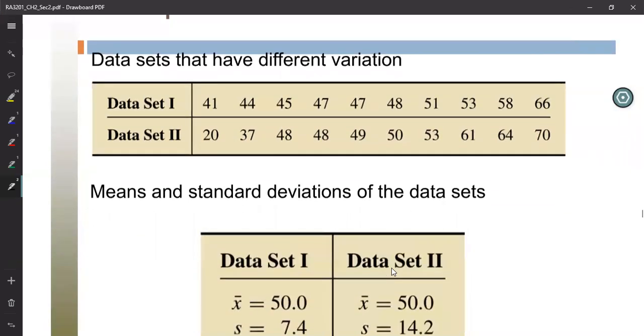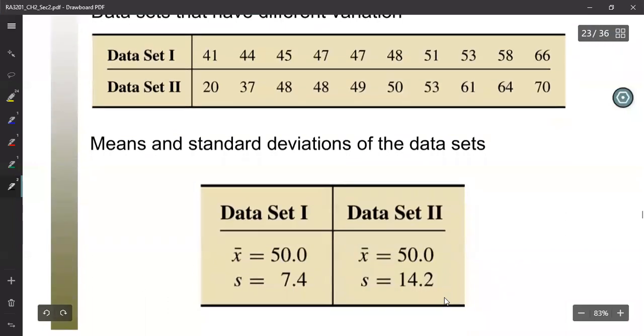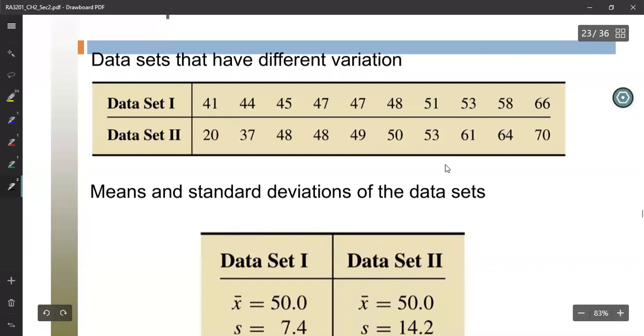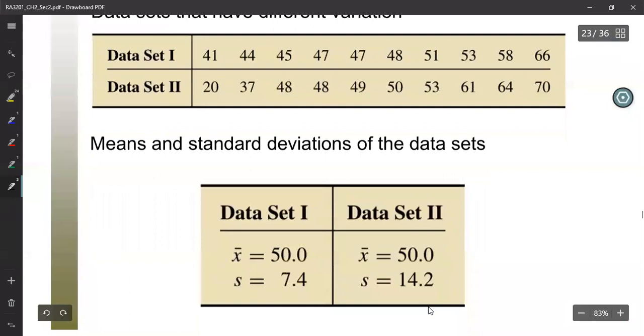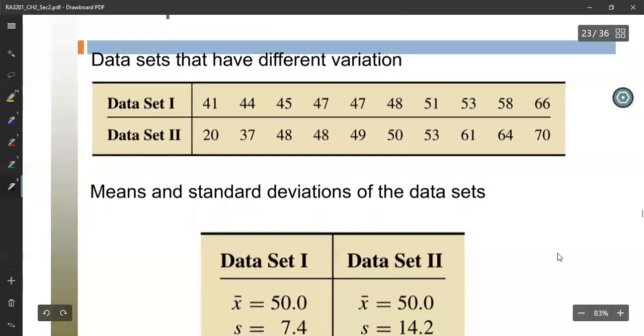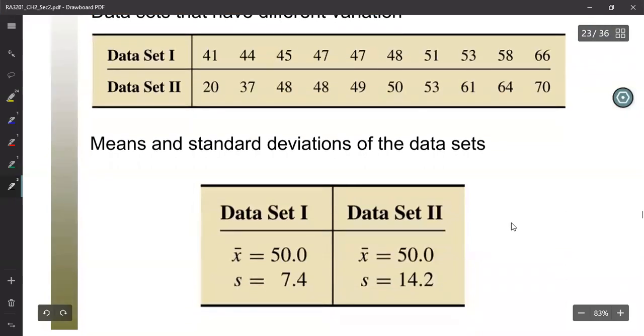Here's an example where we'll do a small comparison using the mean and the standard deviations of two data sets. Both of them have the same sample size, 10 observations, and both have the same mean, 50. But if you find the standard deviation, the first one is 7.4 and the next one is 14.2. The second data set has higher deviation or higher variance compared to the first.